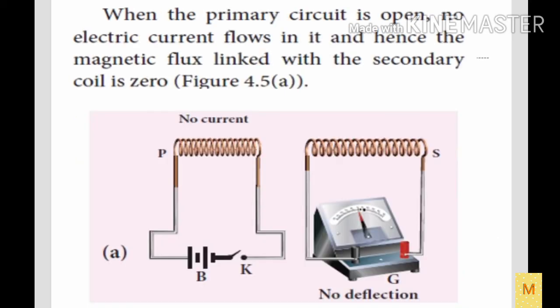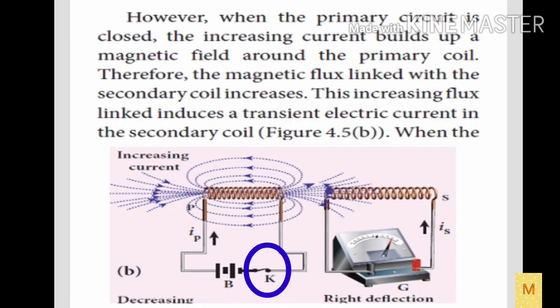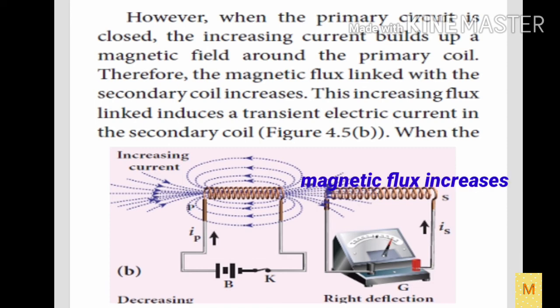From the figure, it is understood that when the primary circuit is open, no electric current flows in it. Hence, the magnetic flux linked with the secondary coil is said to be zero. So, there is no deflection in the galvanometer. When the primary circuit is closed, the increasing current builds up the magnetic field around the primary coil. Therefore, the magnetic flux linked with the secondary coil increases. This increasing flux will induce an electric current in the secondary coil, which is indicated by the deflection of the galvanometer.